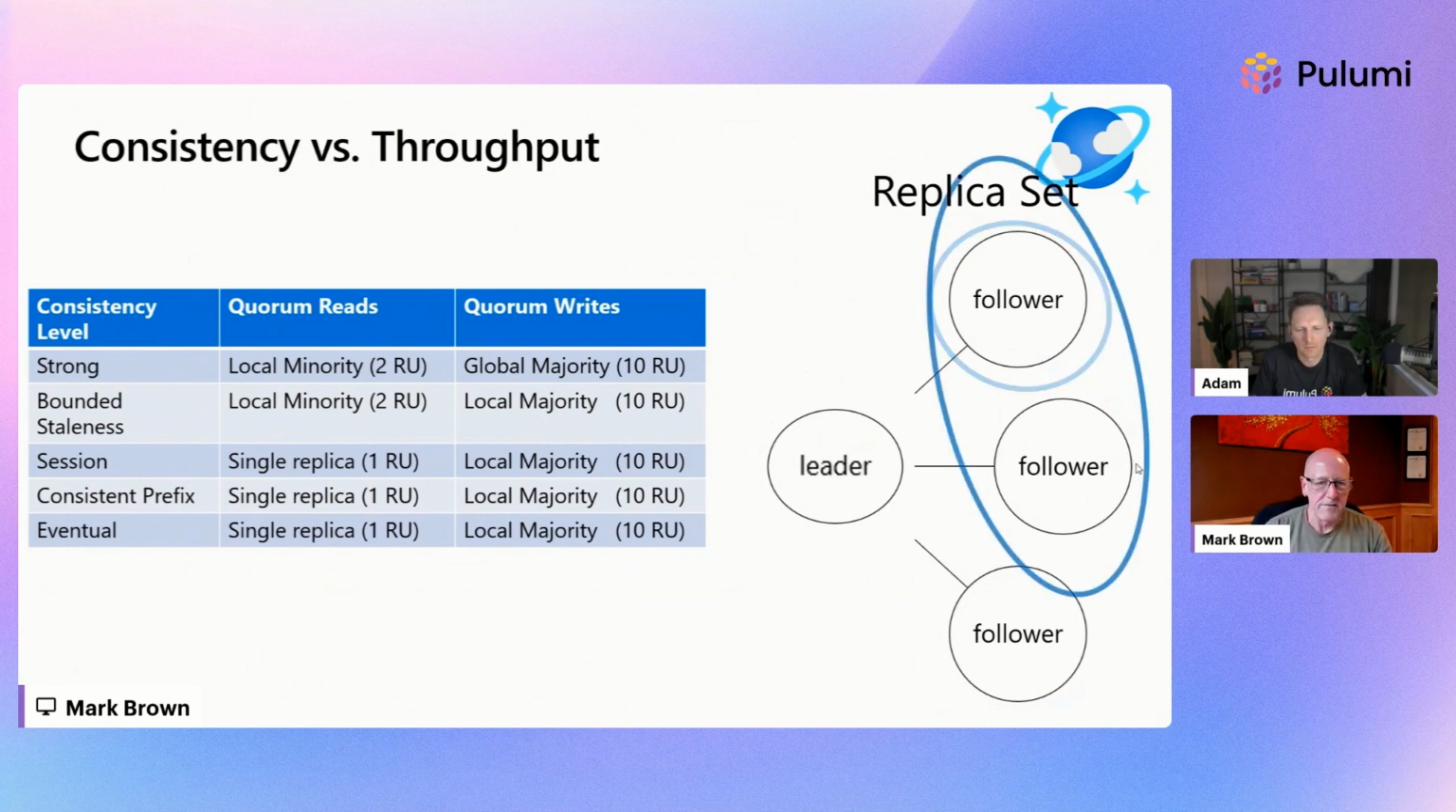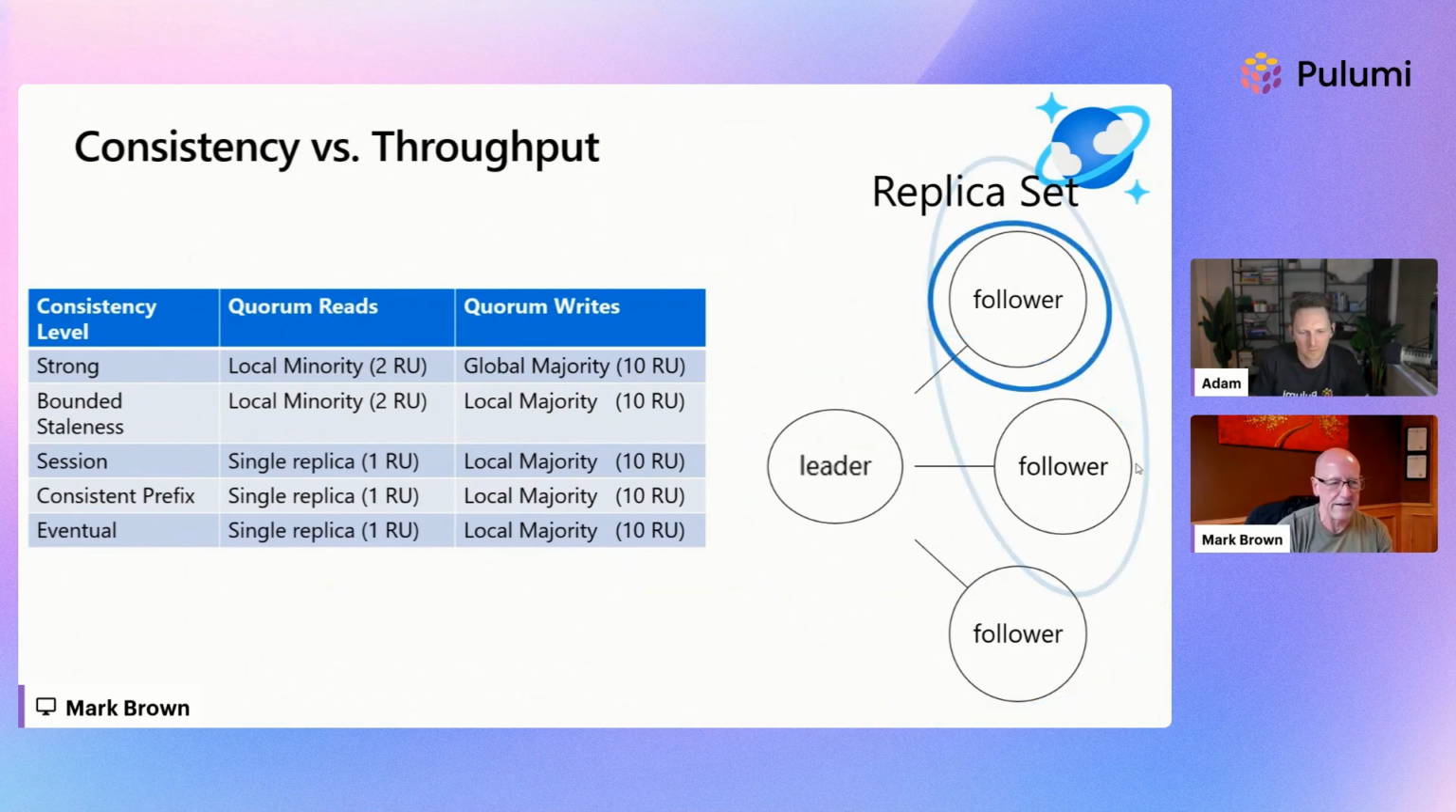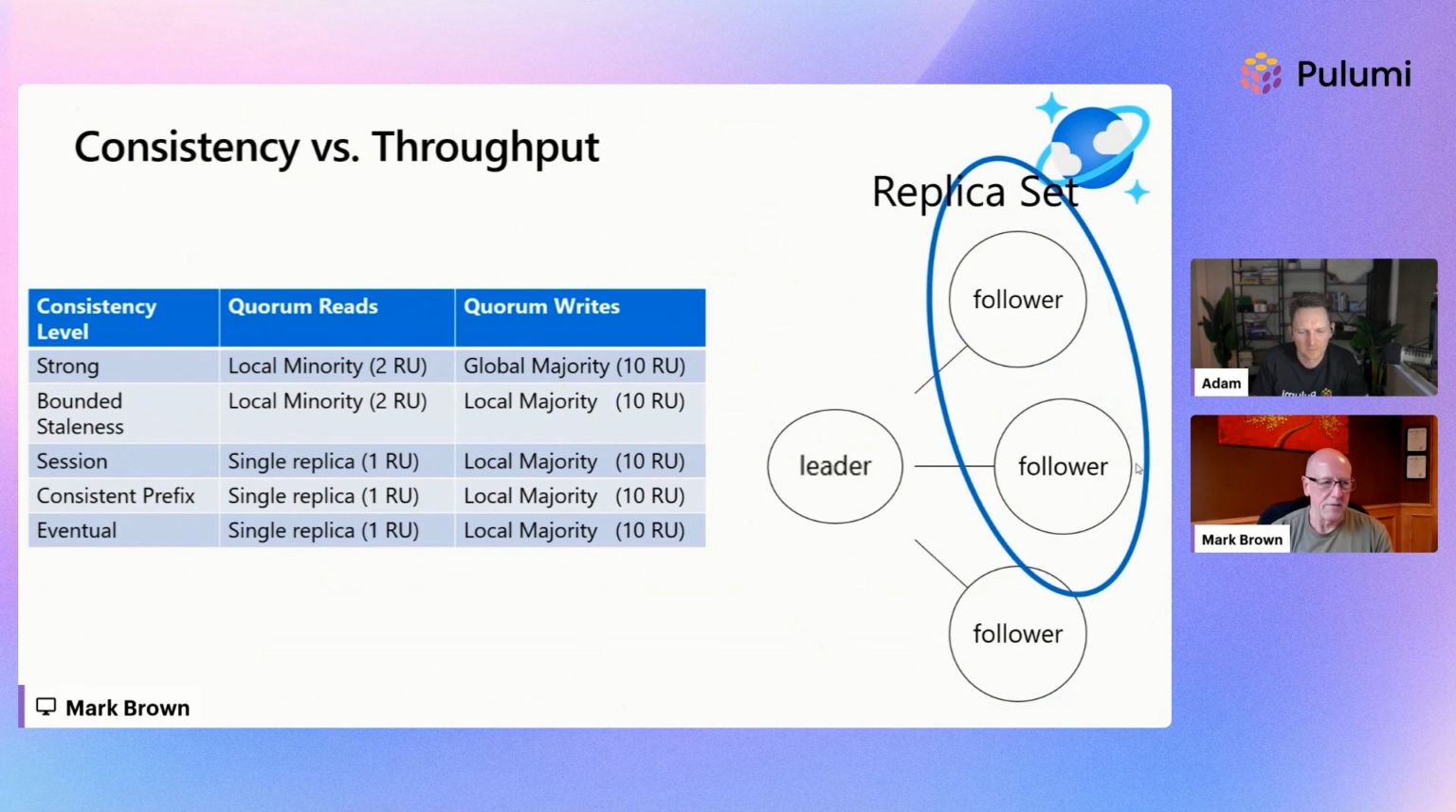The way it works though is when we do a strong or a bounded staleness read, we're actually reading from 2 replicas. And we compare the LSN between them for that data. If they match, then we know it is guaranteed to be the latest data, because we wrote to 3 of them. If it doesn't match, we will always pick the higher one, because that is always going to be the latest data. And that's how we guarantee strong consistency.